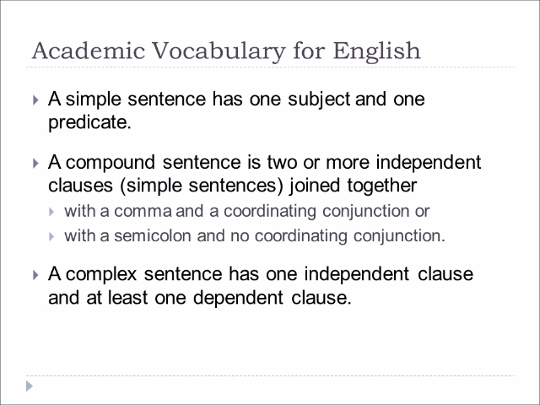Let me say that again. A complex sentence has 1 independent clause. If the complex sentence has 2 or more independent clauses, then it's not a complex sentence, it's a compound complex sentence. So a complex sentence has 1 independent clause, and it has at least 1 dependent clause. The idea being that you can have additional dependent clauses. What makes it complex is that there's 1 independent clause and at least 1 dependent clause.